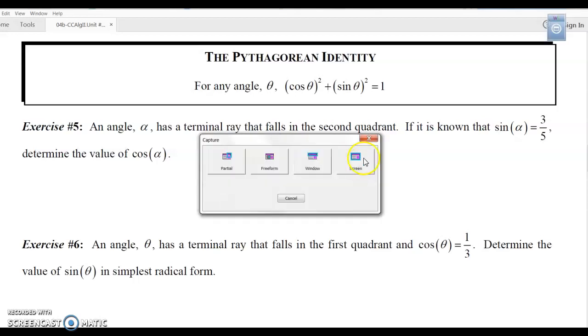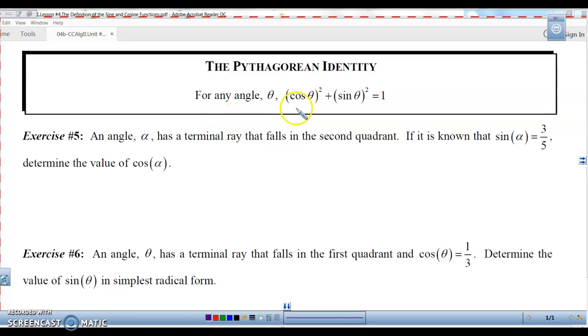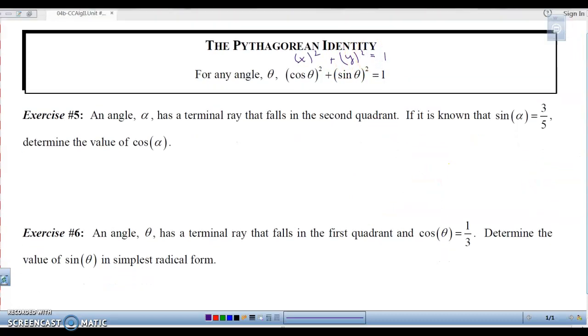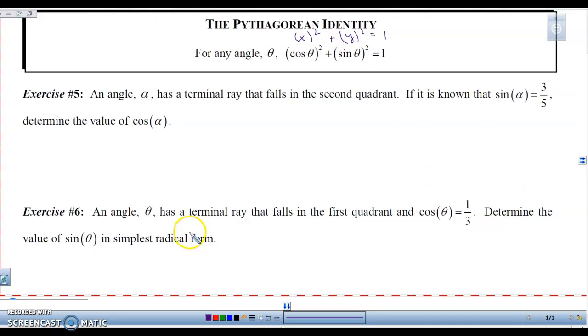All right, so we were talking about the Pythagorean identity. The Pythagorean identity falls in the unit circle, which basically says, by the Pythagorean theorem, cosine theta squared, remember cosine is the x, and sine theta squared, sine is the y, must equal 1 for the unit circle. So we are going to use that to figure out the value of sine theta in simplest radical form in the quadrant.